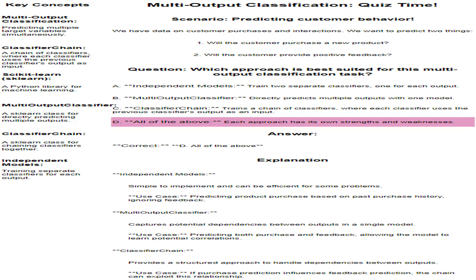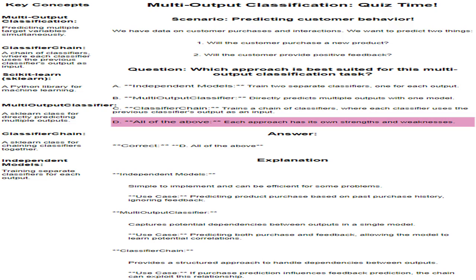Building and deploying machine learning models in Python. A sklearn class that directly predicts multiple outputs with a single model. Building a single model to predict both customer purchase and feedback, capturing potential correlations between these outputs. Training separate classifiers for each output, ignoring potential dependencies between them.